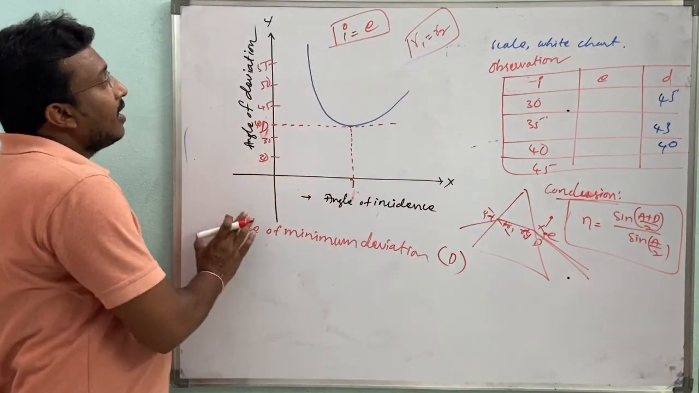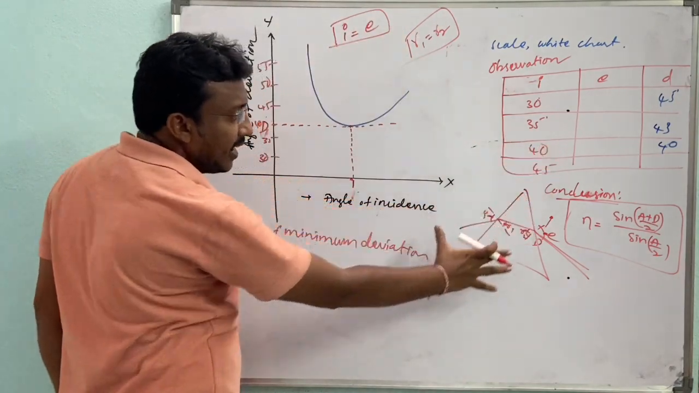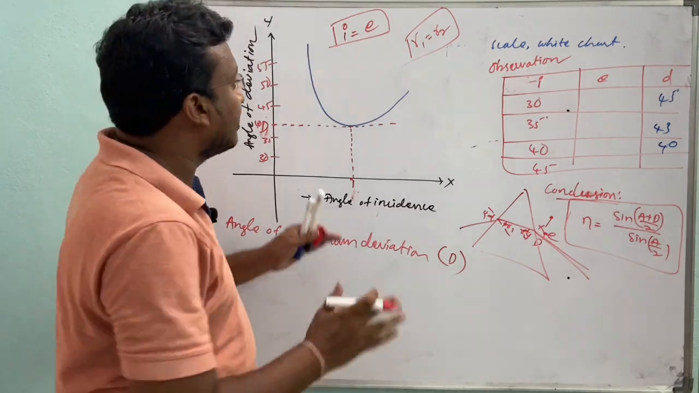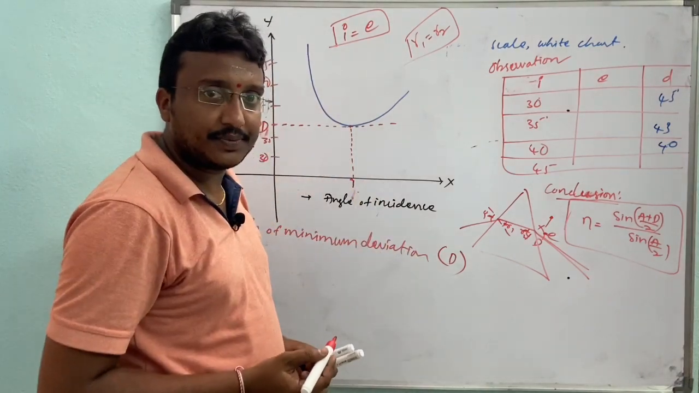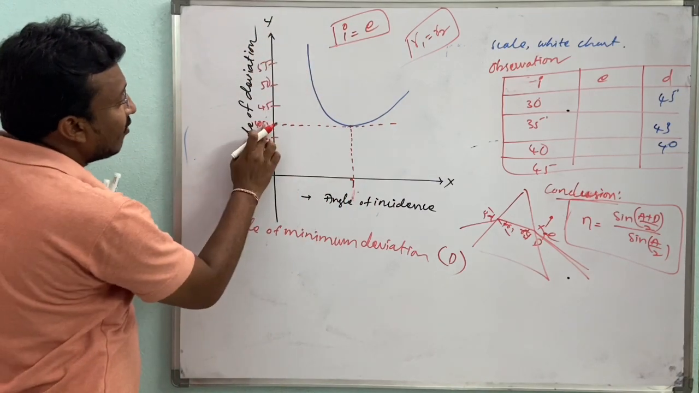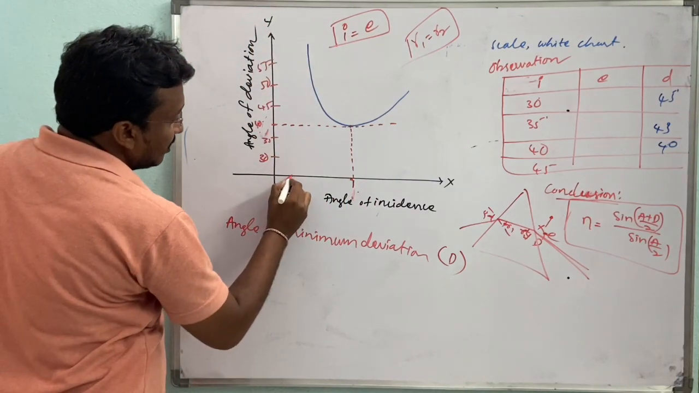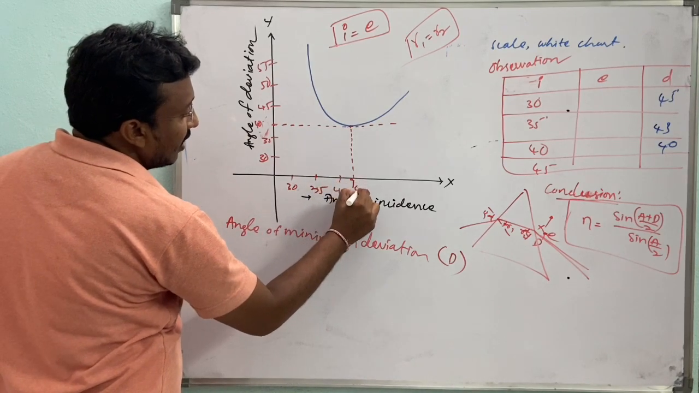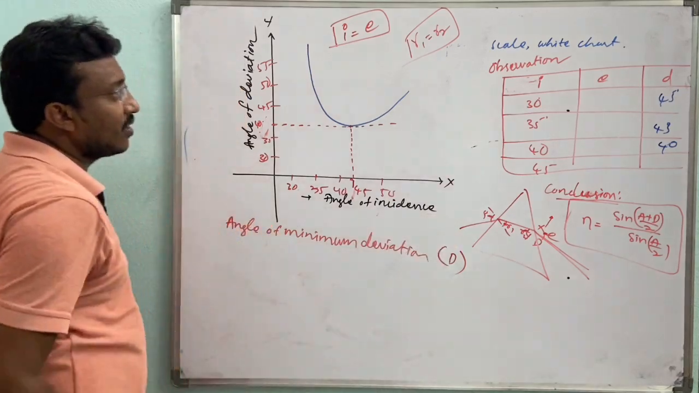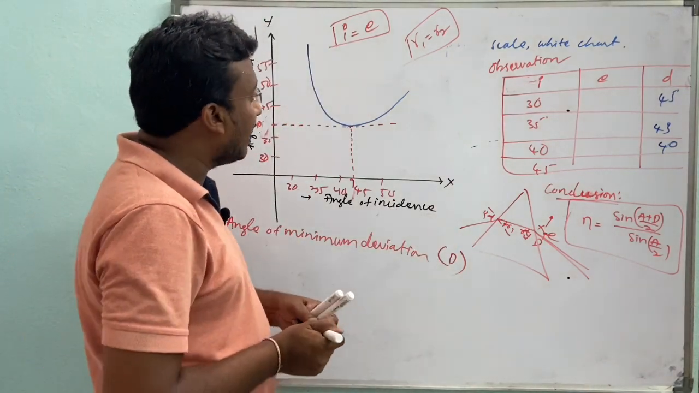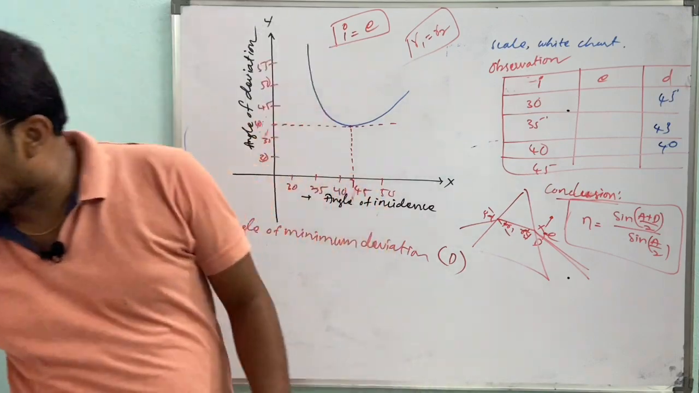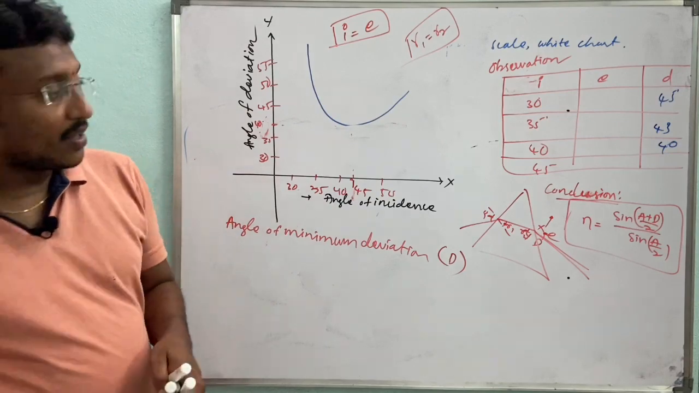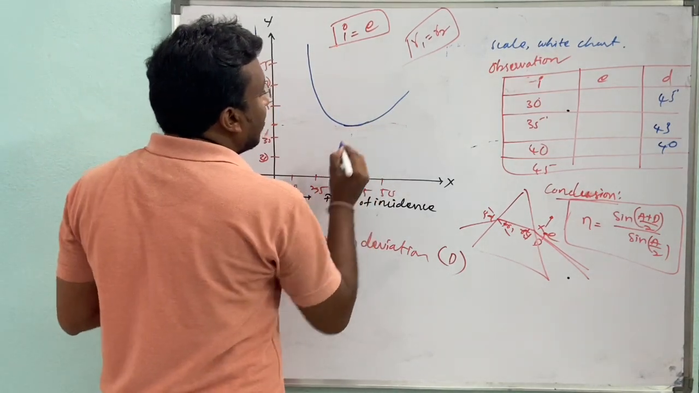You will get one question in the 10th class annual examination. He will give simply this graph, for example 30 degrees, 35, 40, 45, 50 and so on. He will give the graph and he will ask what is the minimum angle of deviation. He won't give these lines. He will give the graph like this and ask the question, what is the minimum angle of deviation?